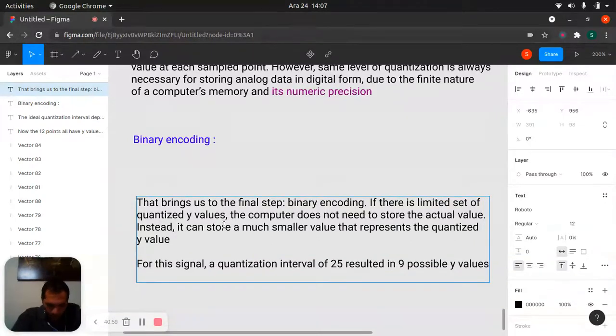We can map the 9 values to binary numbers: 0000, 0001, 0010, and so on, up to 1001. Like 1 times 1, 2 times 0, 4 times 0, 8 times 1, plus 1 times 1, it will be 9.